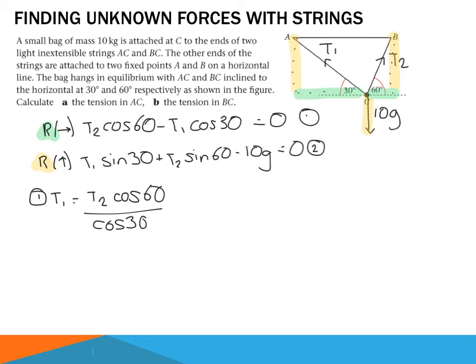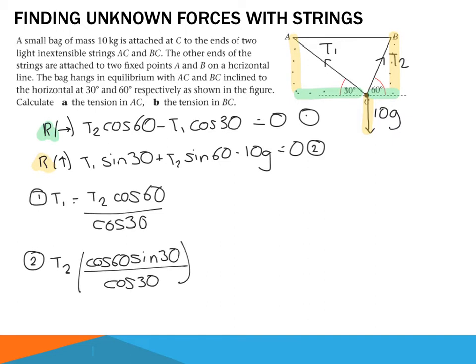Then I'm going to put that into equation 2. So I'm going to have T2 cos 60 sine 30 over cos 30 times. So quite a long first term. Then we've got plus T2 sine 60 minus 10G is equal to 0.